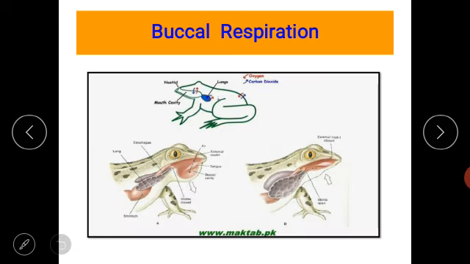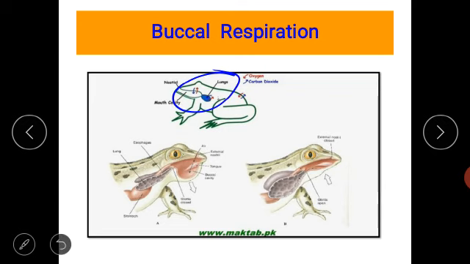Buccal respiration. Buccal respiration occurs in the case of frog. As I said, frog can carry out respiration in three ways. First is buccal respiration, in which lungs are involved for respiration. As you can see in the image, the buccal cavity is open, and exchange of gases is carried out by the lungs.